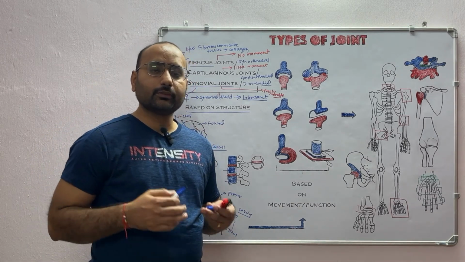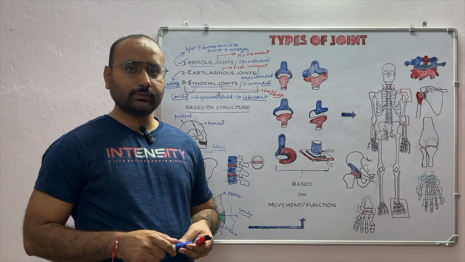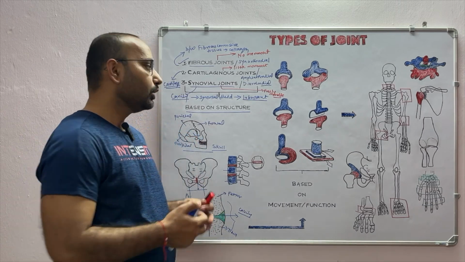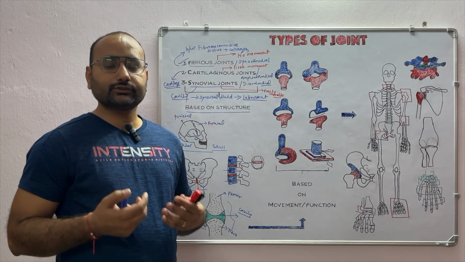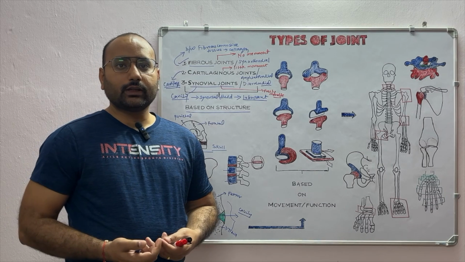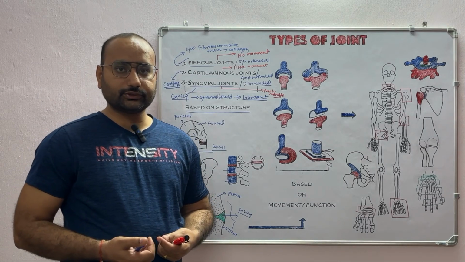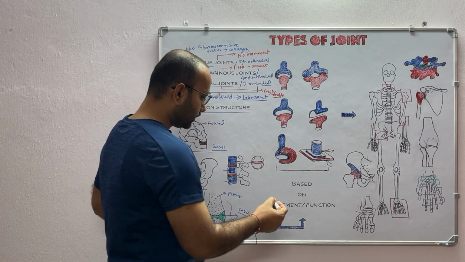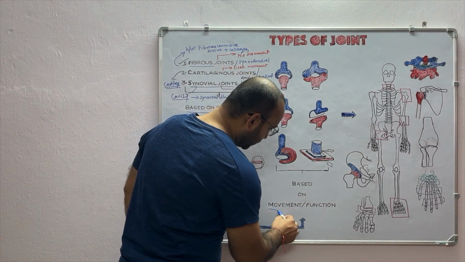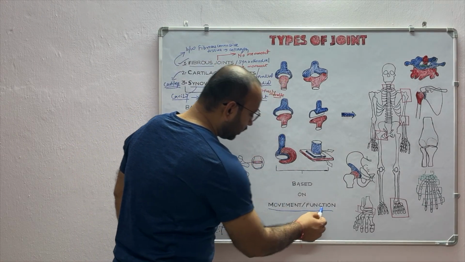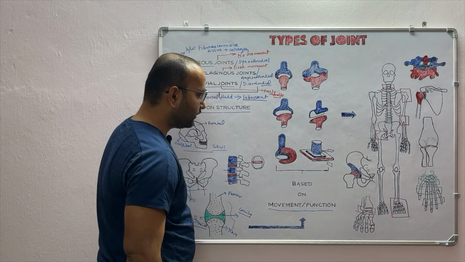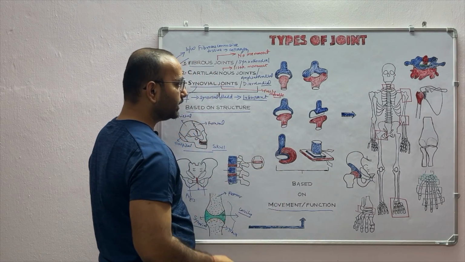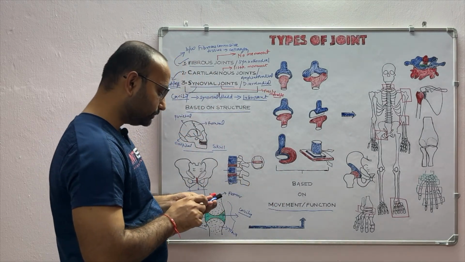Since the synovial joint is the most abundant joint in the human skeletal system, it is very important to focus on it, because the synovial joint is the joint that allows the movement or the flexibility to the skeletal system, right? So let us further classify the synovial joint. Synovial joints can be classified based on the movement they allow or based on their function. So we have 6 categories of the synovial joint. We will see these joints one by one.